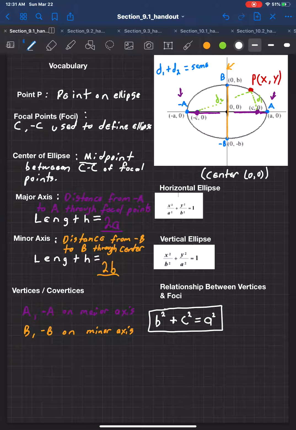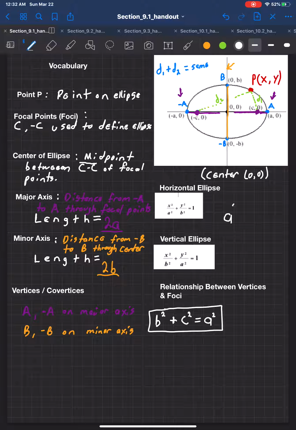All right, so we have two different equations. We have x squared over a squared plus y squared over b squared equals 1. And then we have x squared over b squared plus y squared over a squared equals 1. Now, how do you know which one is the vertical, which one is the horizontal? Well, let me go ahead and try to address that question right now.